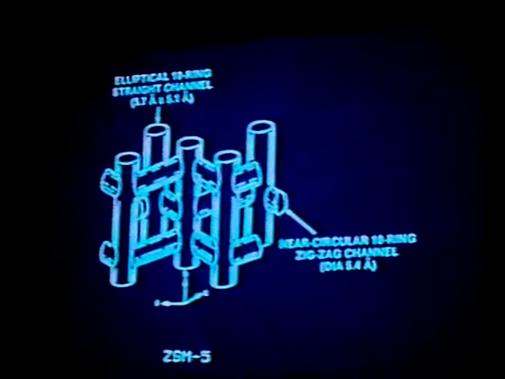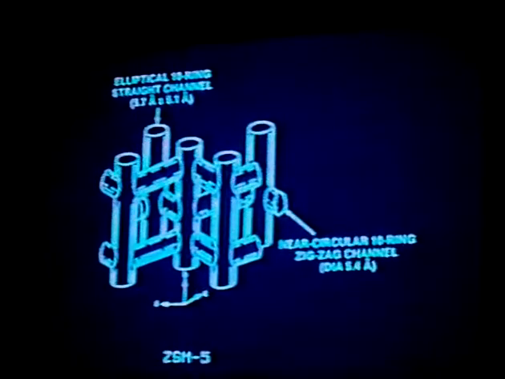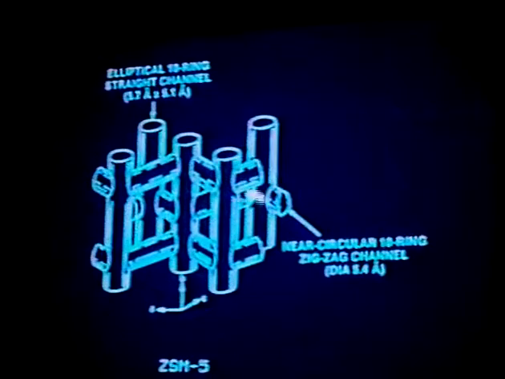ZSM-5, as you remember, is a medium pore zeolite that can be characterized by this sort of two-dimensional structure. First, you have a vertical pore that is essentially elliptical in shape, with a size of about 5.7 by 5.1 angstroms. And these vertical channels are connected by more or less horizontal zigzag channels that are almost circular in diameter.